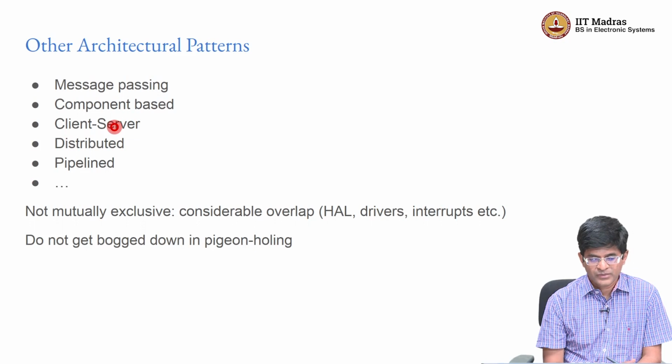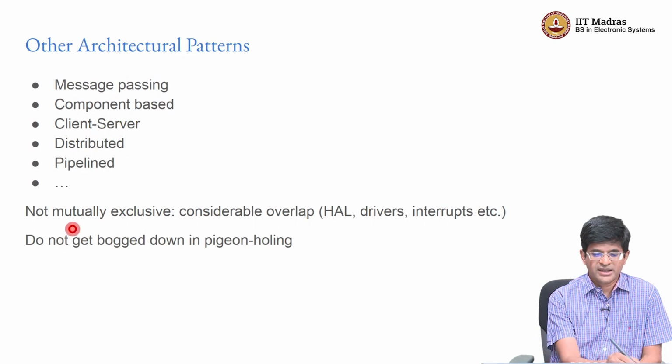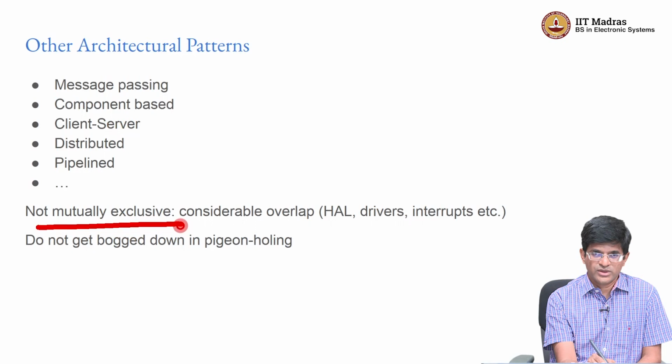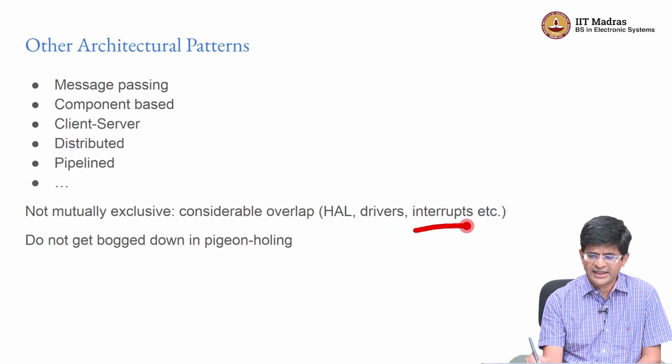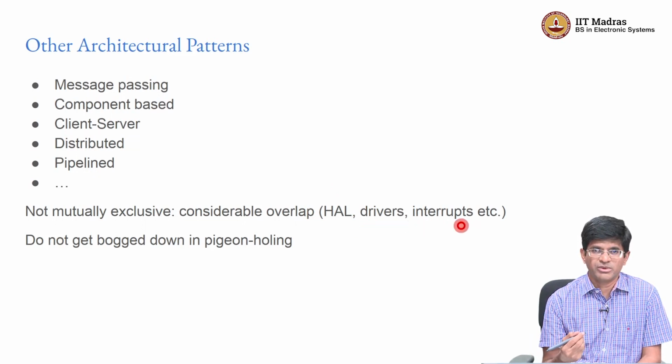Now, an important thing that I want to emphasize again over here is, many of these architecture patterns are not mutually exclusive. It is entirely possible that they overlap. In particular, things like the hardware abstraction layer are going to be found everywhere. Whether it's an operating system, an event-driven architecture, a layered architecture, or a message passing architecture, at some point you have a hardware abstraction layer. Terms like drivers, interrupts and so on are common. They are going to be found in pretty much all of these systems, right?